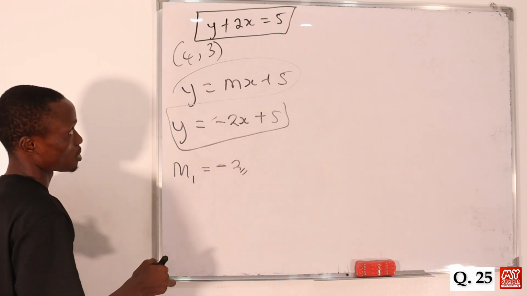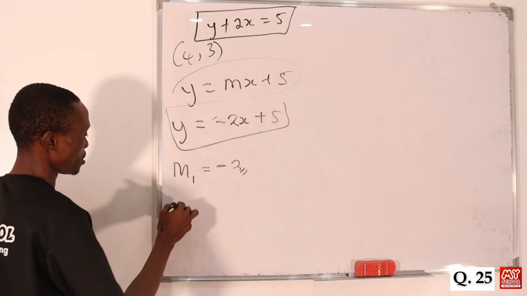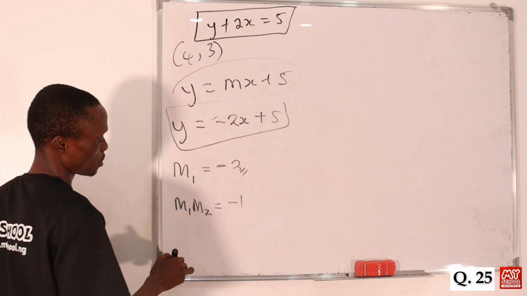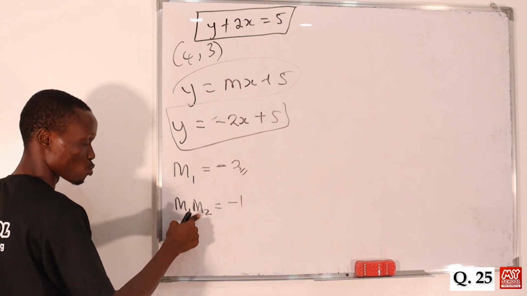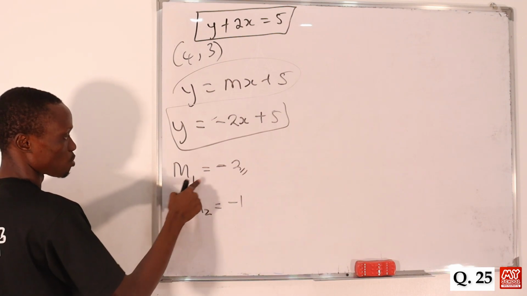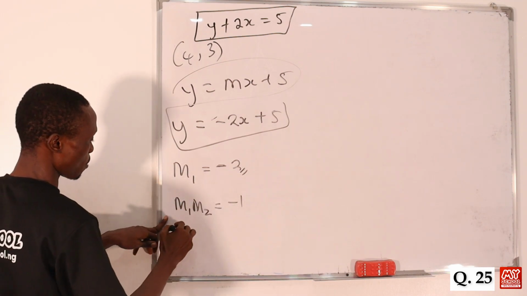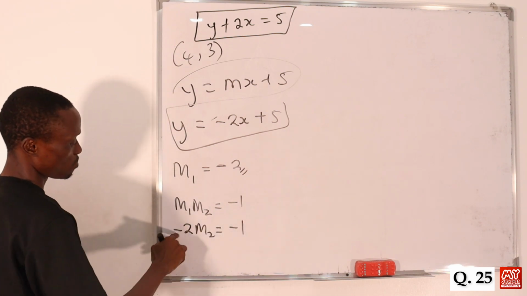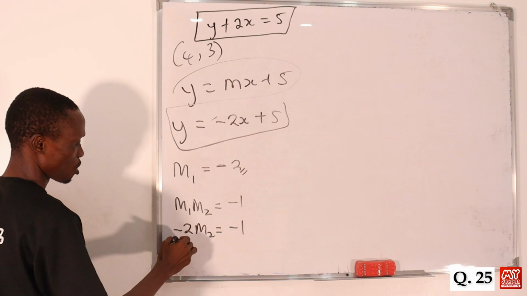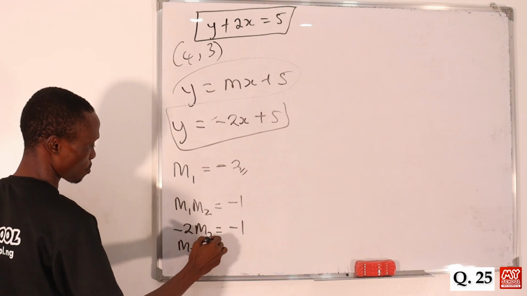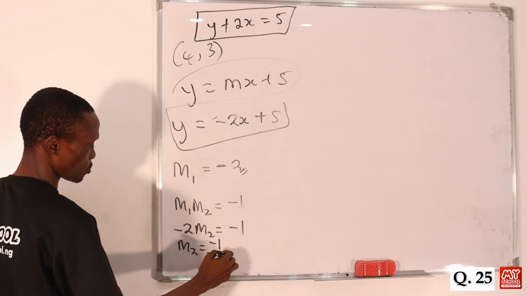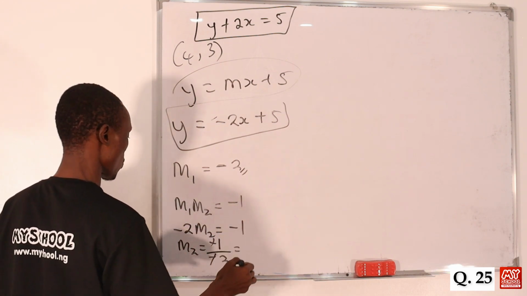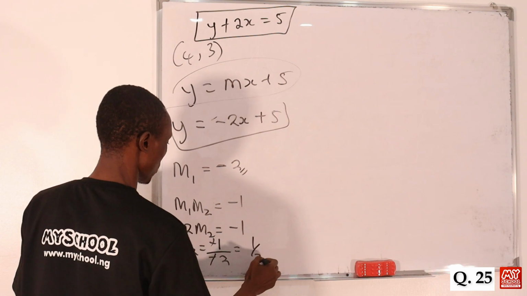But remember the condition for perpendicularity is m1 times m2 is equal to minus 1. Since we are looking for m2 and we already know m1 to be equal to minus 2, here we'll be having minus 2 times m2 is equal to minus 1. So we divide both sides by minus 2, so that m2 is equal to minus 1 divided by minus 2. So minus will cancel minus, so that m2 is equal to 1 over 2.